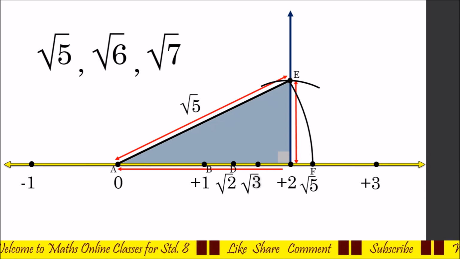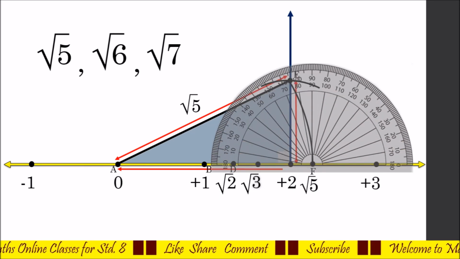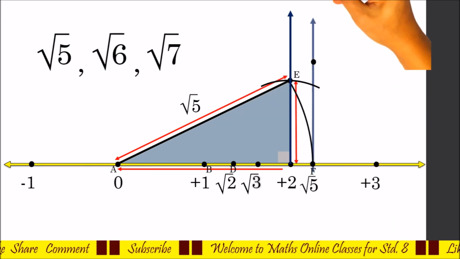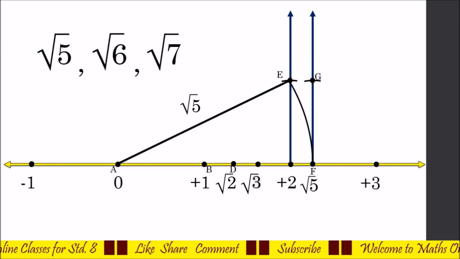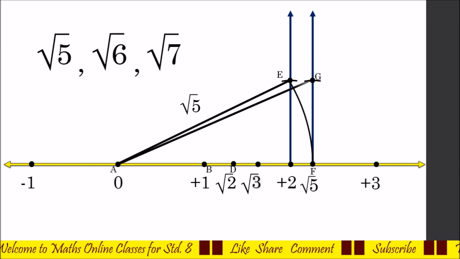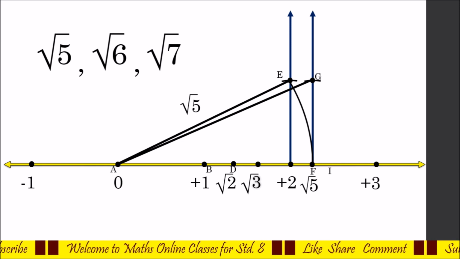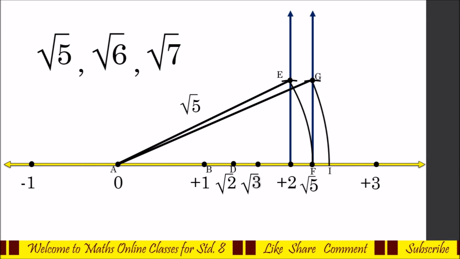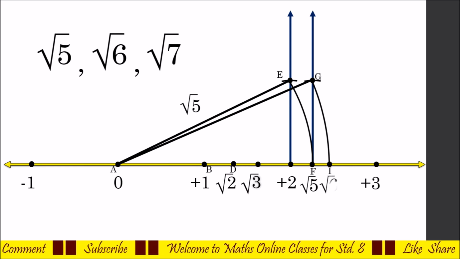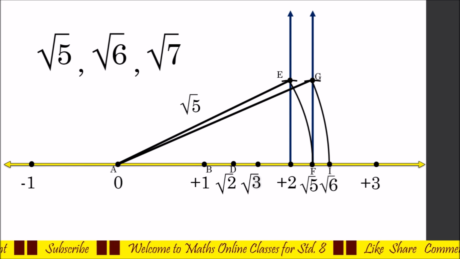To show root 6, take a compass again, take a point at 90 degrees, draw a perpendicular ray, draw an arc and take a point G. Join points A and G. Draw an arc from point G on the number line. Take the point. That will be the position of root 6.